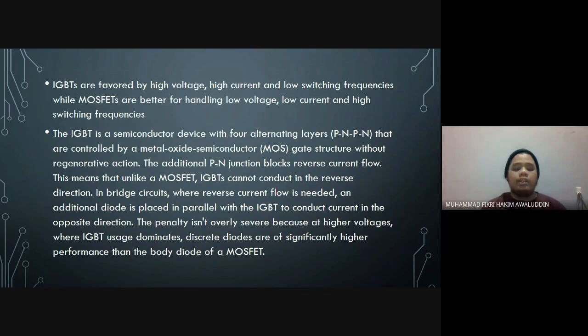That means that unlike the MOSFET, IGBT cannot conduct in the reverse direction, in which circuit where reverse current flow is needed, an additional diode is placed in parallel with the IGBT to conduct current in the opposite direction. The penalty isn't overly severe because at higher voltage, where the IGBT dominates, discrete diodes are of a significantly higher performance than the body diode of a MOSFET.